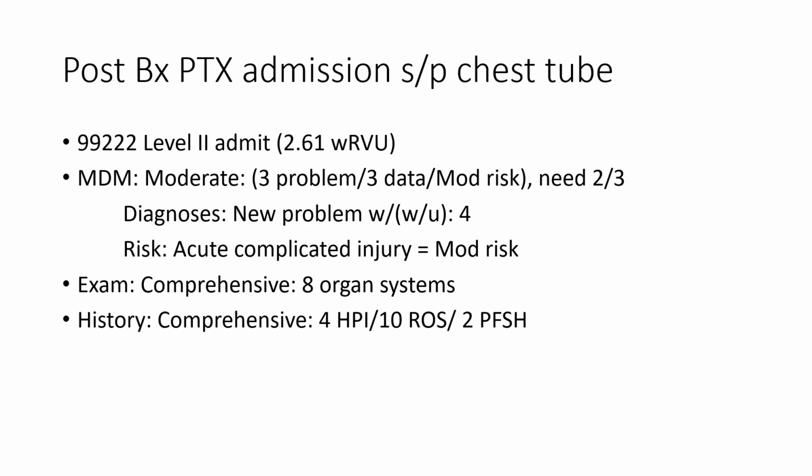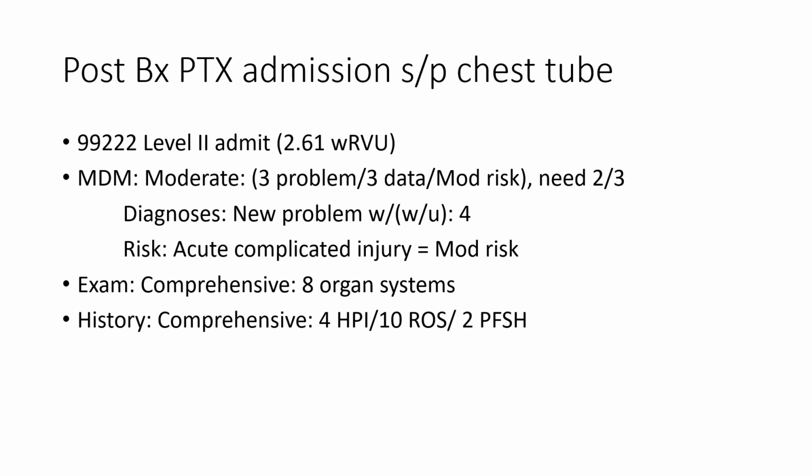A couple of scenarios to highlight common things that we see as interventional radiologists. So let's say I've got a post-biopsy pneumothorax that needs a chest tube. So I'm going to put the chest tube in, and I'm going to admit that patient. Again, this will be a modifier 25. This would end up being a 99222 level 2 admit. So when I look at my medical decision making, I'm going to need 3 problem points, 3 data points, and moderate risk. I'm only going to need 2 of the 3 to level the medical decision making.